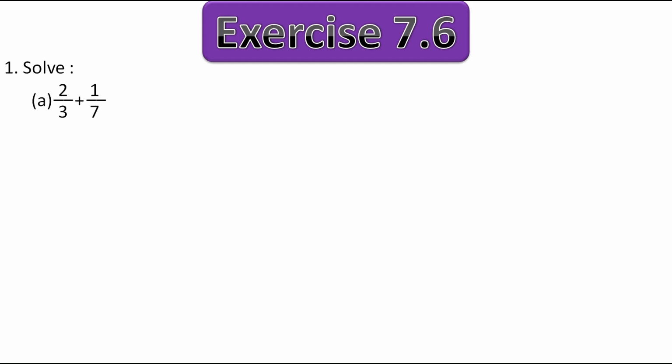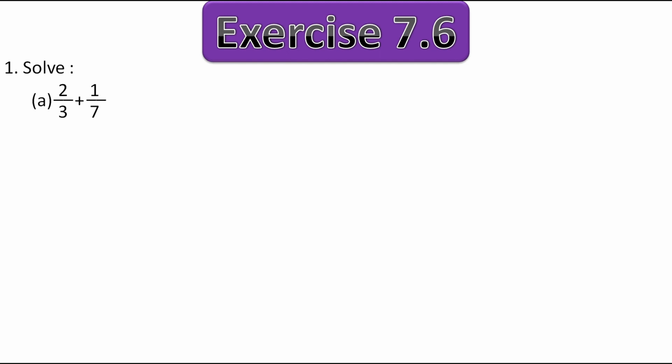The first one is 2 upon 3 plus 1 upon 7. Till now, I taught you how to add fractions which have the same denominators and also how to subtract fractions with same denominators. But here we have different denominators. So we can't directly add the numerators or denominators. So for that, we have to find the LCM of the numbers which are present at the place of denominators, and we have to find the equivalent fractions of those fractions so that both the fractions will have the same denominator. So I'll teach you how to find that.